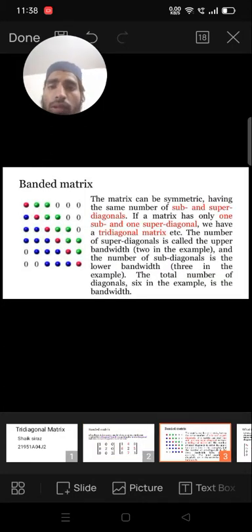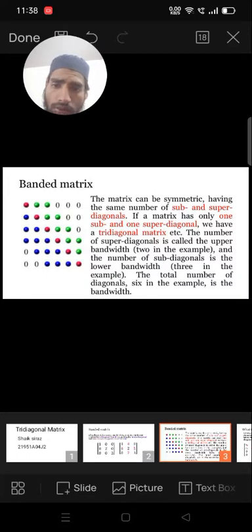A banded matrix is a matrix whose non-zero entries are confined to a diagonal band comprising the main diagonal and zero or more diagonals on either side. So here we are seeing two matrices, 3 by 3. The matrix can be symmetric, having the same number of sub and super diagonals. If a matrix has only one sub and one super diagonal, we have a tridiagonal matrix, etc.